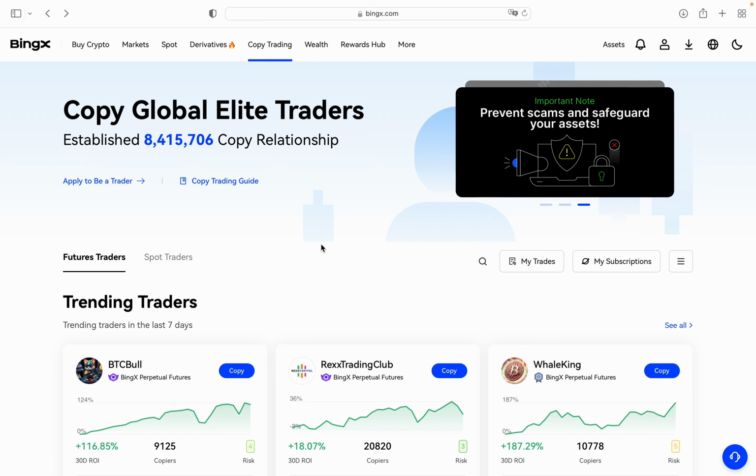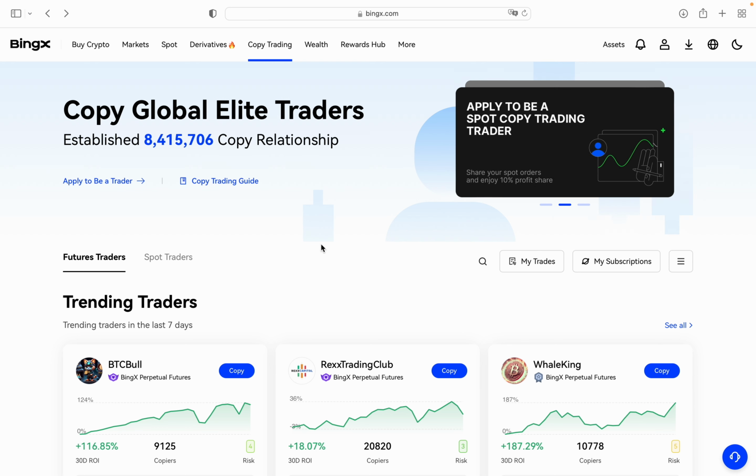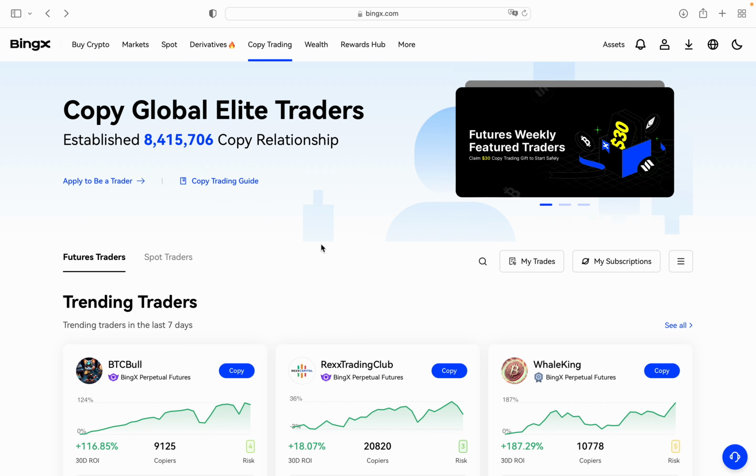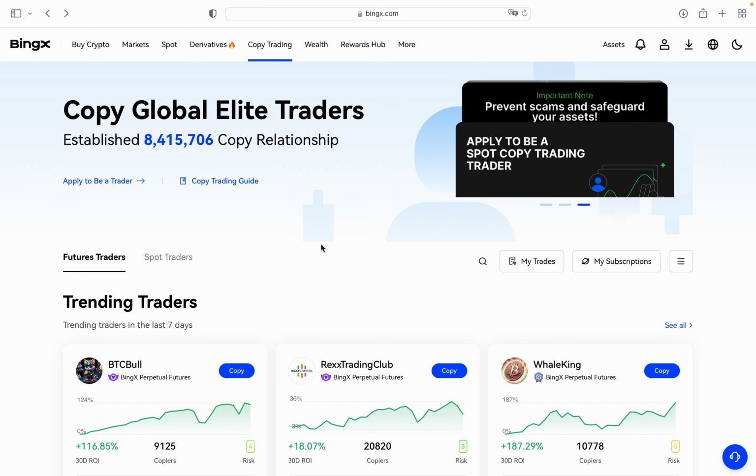And on BingX you also have large transparency, so you can see everything the trader is doing, which positions he opens, which he is closing. And if you don't want to copy a trader anymore, you can decopy the trader, and then you can search for another trader and try his strategy.